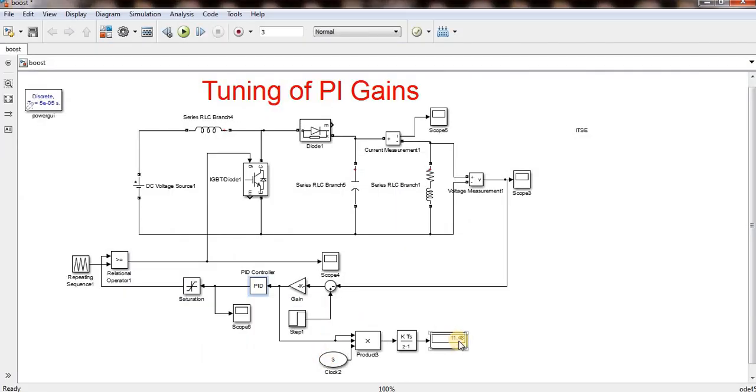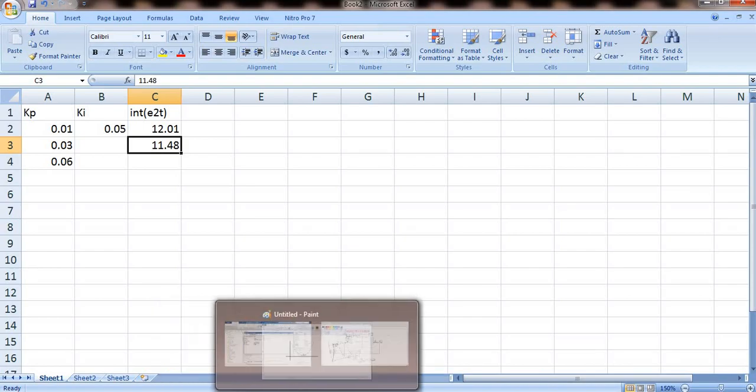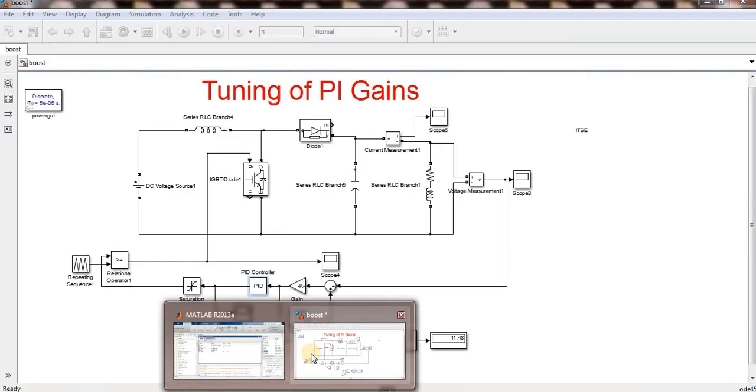So now it is 11.48. My output is reducing, 11.48. Once it is reducing, I can still increase my Kp, like to 6, because I am getting a lower value compared to my previous value. Every time I require a lower value compared to my previous value. If it is increasing, then I will stop the procedure and I will change the other value.